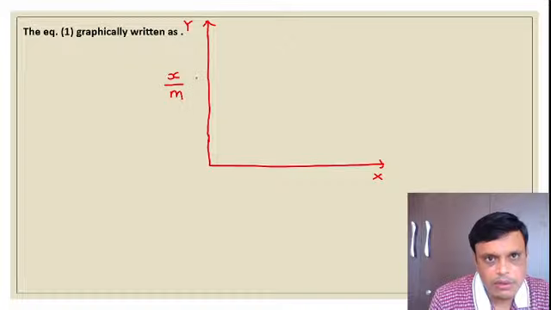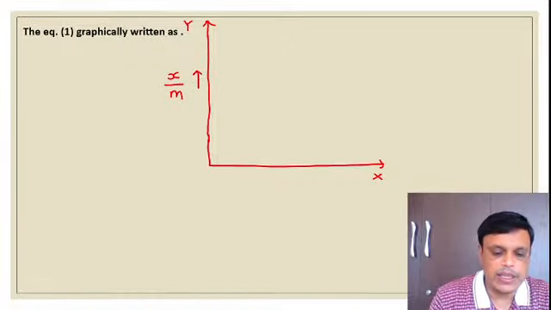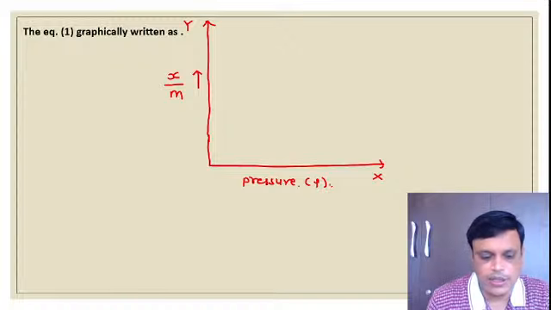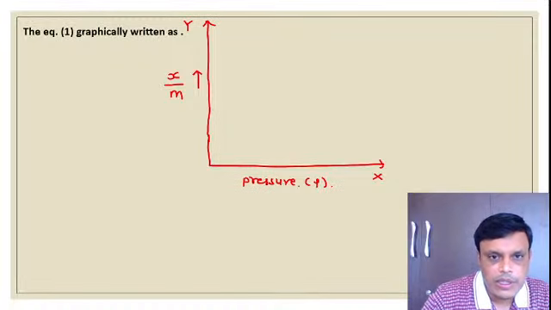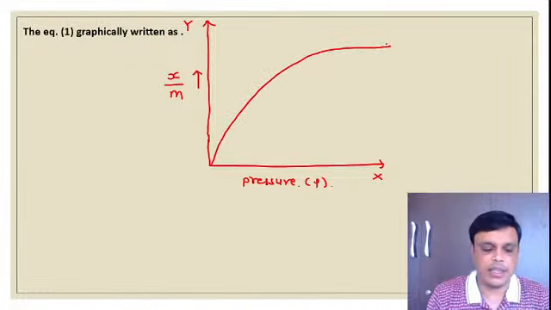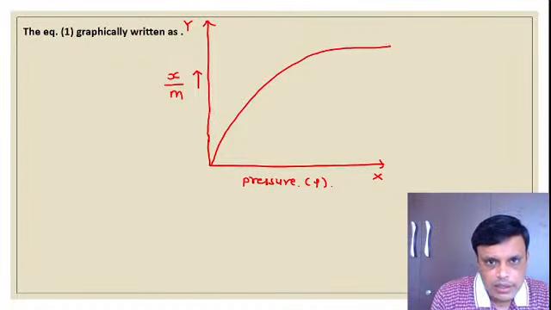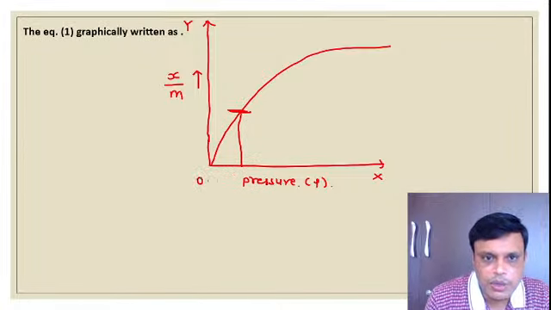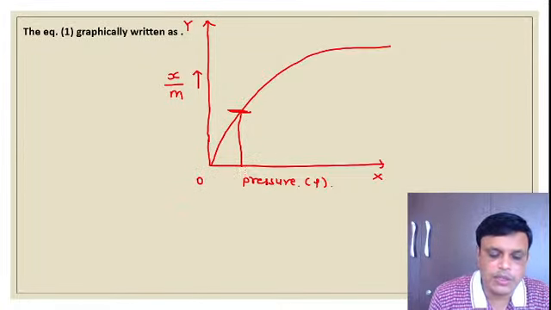On the y-axis x by m is there, and on the x-axis pressure is there. Now if you plot a graph of x by m versus pressure, then it will come like this. ऐसा आ जाएगा. Now here, for example, let us see up to this pressure. Let us say up to this pressure, that means this pressure is here, 0 is there. So up to this pressure is low.